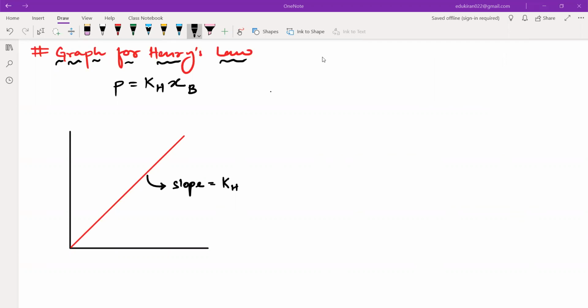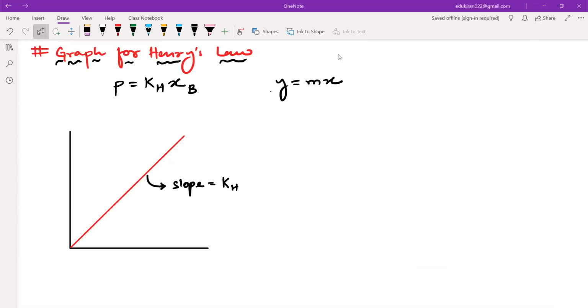So this is the graph for Henry's law. Done all of you? Yes or no? Please tell me. Is everyone done? Is there anyone who is still writing? No? All of you are done. Okay. All of you understand this graph, right? It is similar to y is equal to mx.